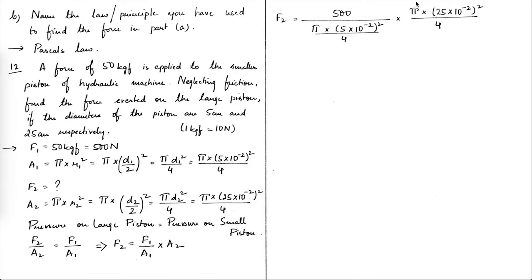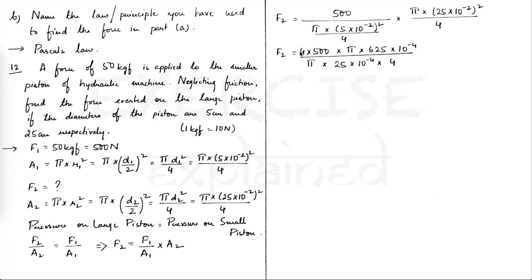So I've written this as it is. Now this would get inverted and this would go to the numerator. So next step, I write this 4 will go up. So 4 into 500 remains as it is, into pi into 25 square is 625, into 10 to the power of minus 2 square is 10 to the power of minus 4, divided by, we have the pi as it is, into 5 square is 25, into 10 to the power of minus 2 whole square is minus 4, into 4 remains as it is.